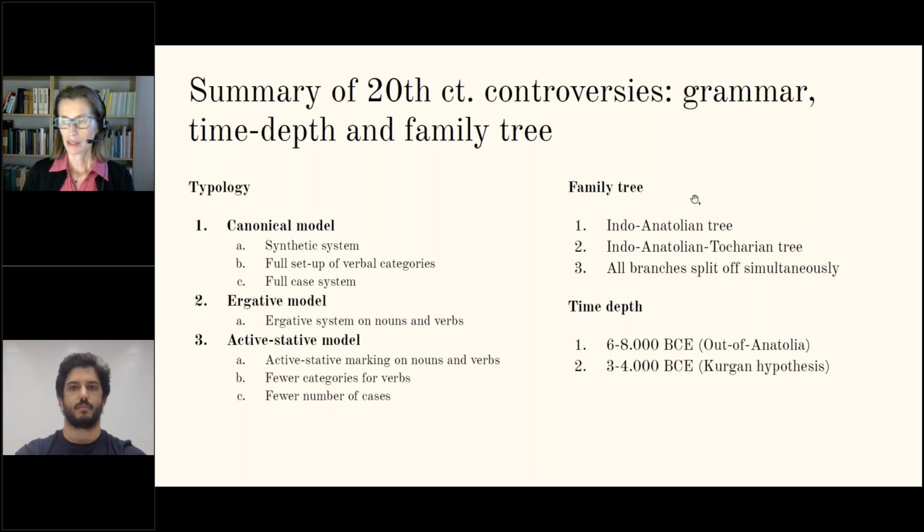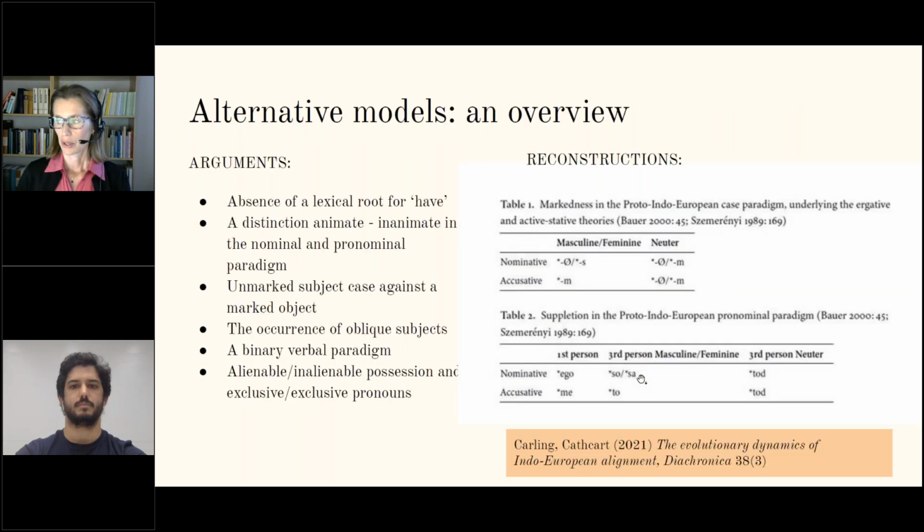And as for the family tree, there is the Indo-Anatolian tree, and then there is the Indo-Anatolian-Tocharian tree, and another tree where all branches split up simultaneously. And then there are different time depths, one which reconstructs a roughly 6,000-year-old proto-language, and another one which reconstructs an older proto-language.